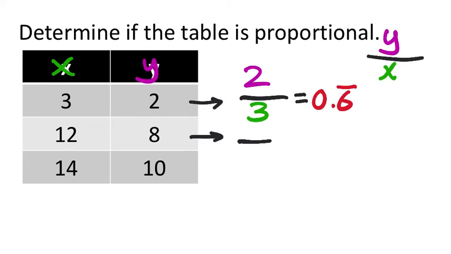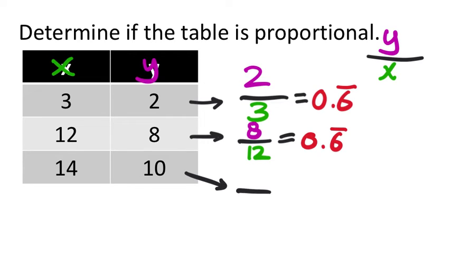Again, as a fraction, I have a y value that's 8 and an x value that's 12. You could say, well, 8 and 12 are divisible by 4. That would give us 2/3. They're equivalent. Or you could use the decimal, which is 0.6 repeating. And these are the same. Now, is this enough to say that the table is proportional? It is not, because we now have to check this last set as a fraction. The y value is 10, and the x value is 14.